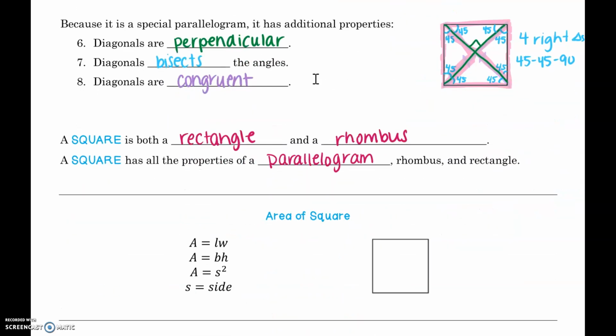The area of a square, we have length times width, base times height, or the side squared, because we know that all sides are congruent. So if we say that side is 5 inches, we know that the area is equal to s squared, which is going to equal 5 squared, which is 25 inches squared. So we're just doing the side squared, or the base times the height, or length times width. All the same formula, just use different terms.